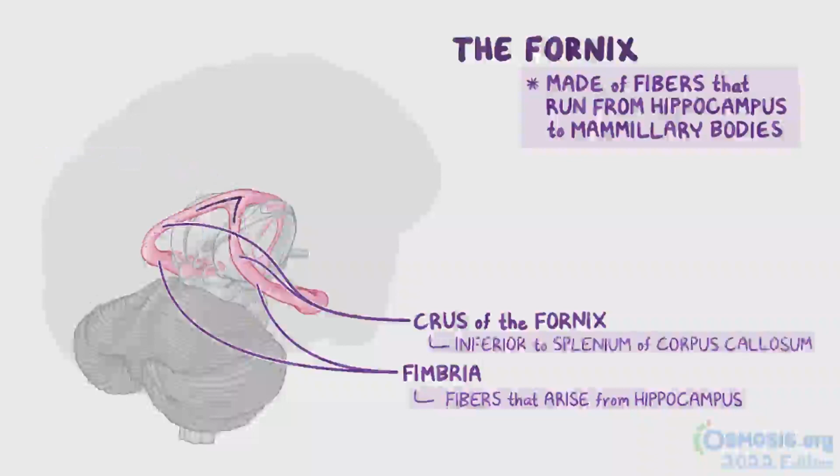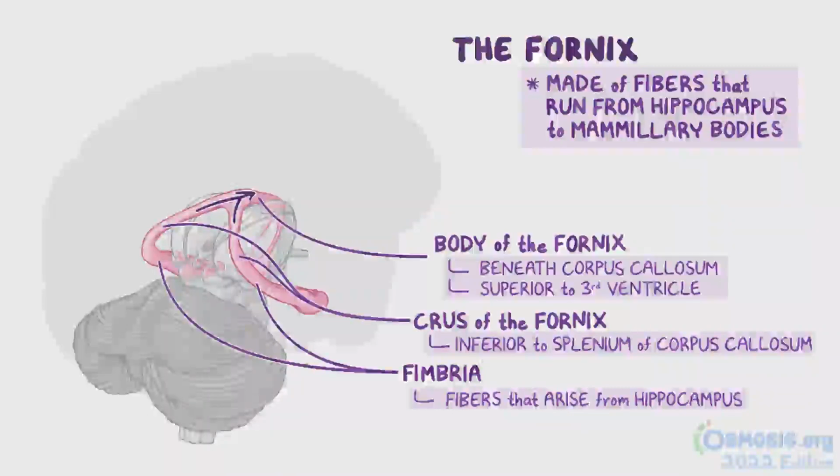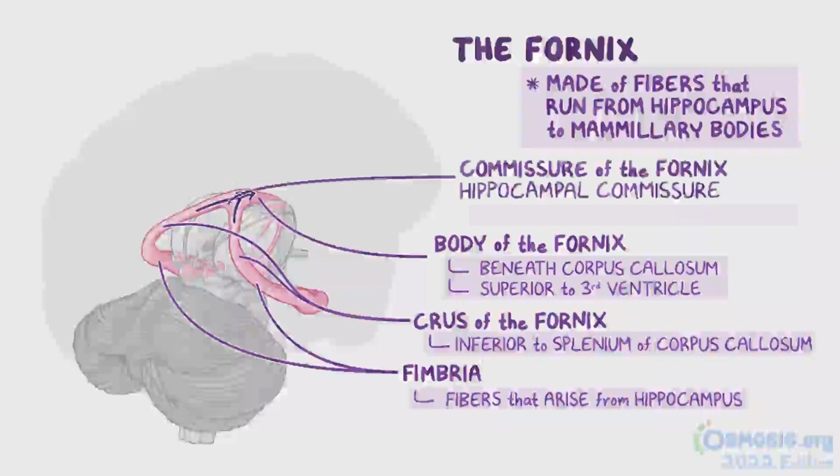They come together to form the body of the fornix, which lies beneath the corpus callosum and superior in relation to the third ventricle. Before they merge into the body, the crura are connected by a membrane called the commissure of the fornix, or the hippocampal commissure. It contains fibers that connect the left and right hippocampi.